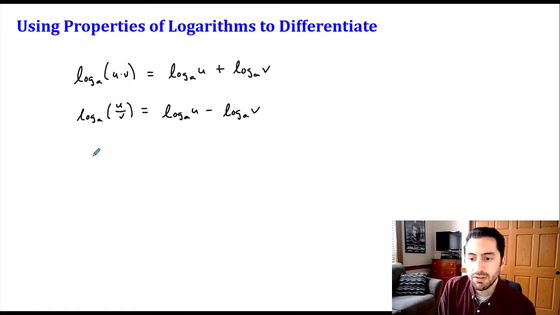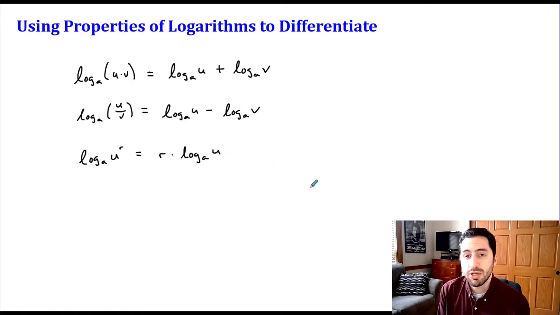And then the last one is a power rule for logarithms. So if I have a logarithm, and then inside my logarithm I have something raised to a power, I can bring that power down out front. So this is going to be equivalent to r times the log base a of u.